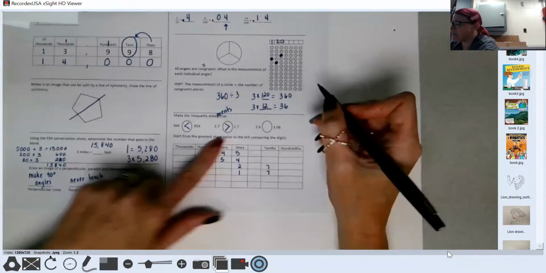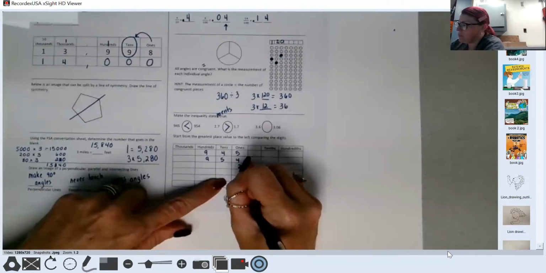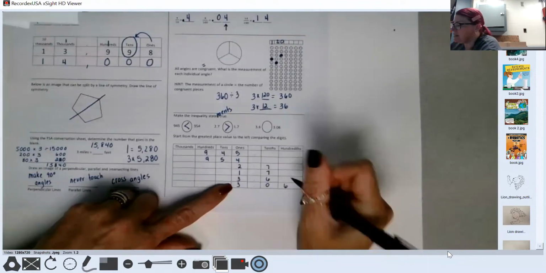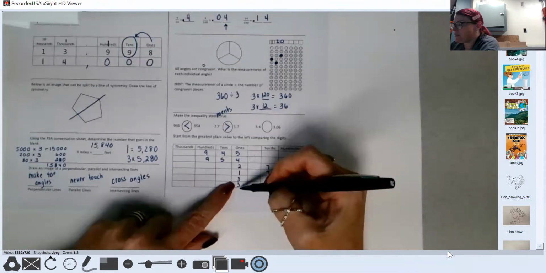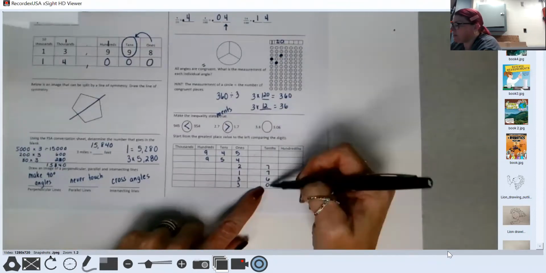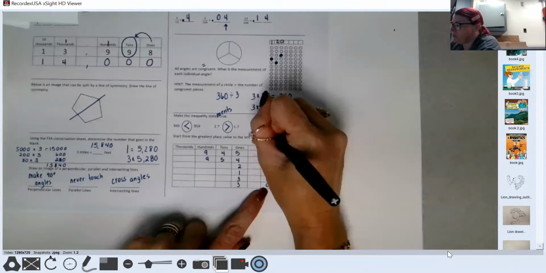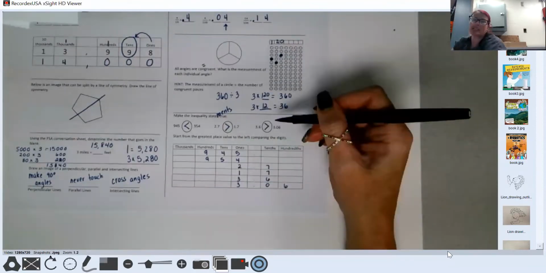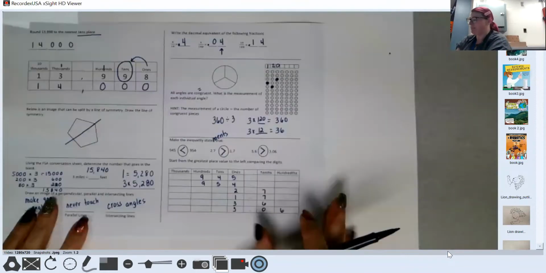And here's my last one. I have 3.6 and 3.06. Always to the left. 3 and 3 are the same. 6 and 0. 6 is greater than 0, so the open part faces the 6. 3.6 is greater than 3.06.